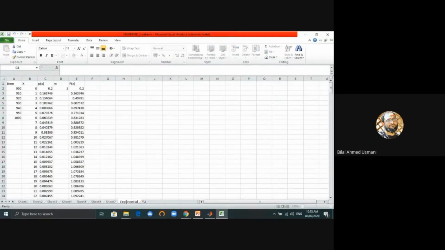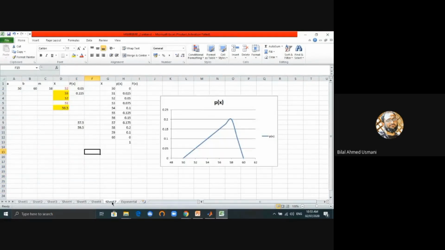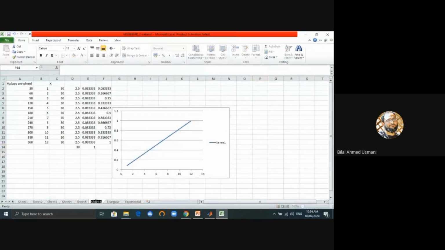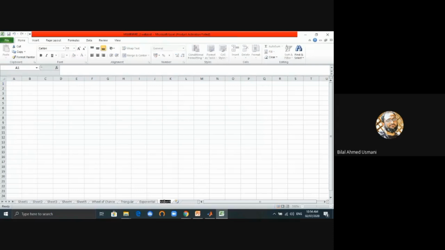Everyone needs to actually sort this bug out. ये वन से बड़ा क्यों आ रहा है? Just try sorting this bug. Okay, this is triangular, and what is this? This is wheel of chance. Now we are talking about the normal.